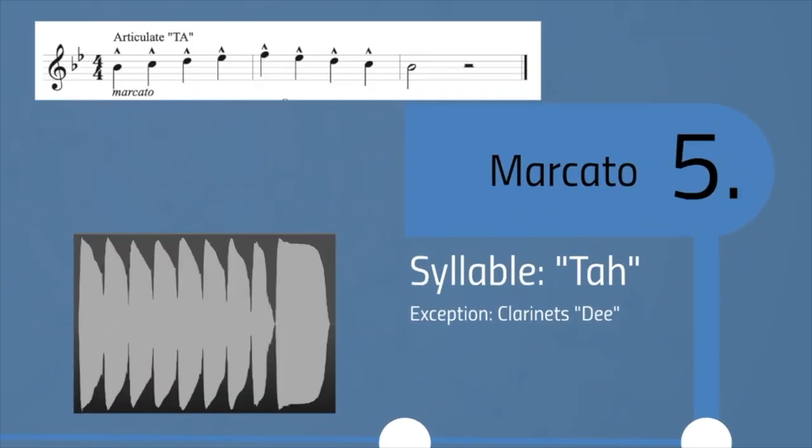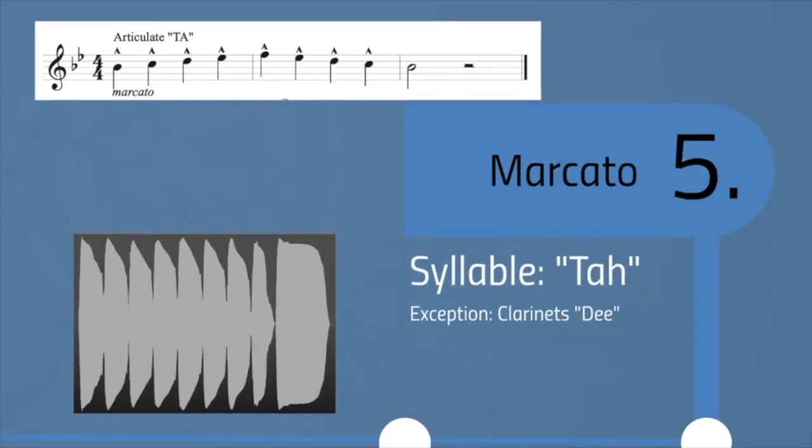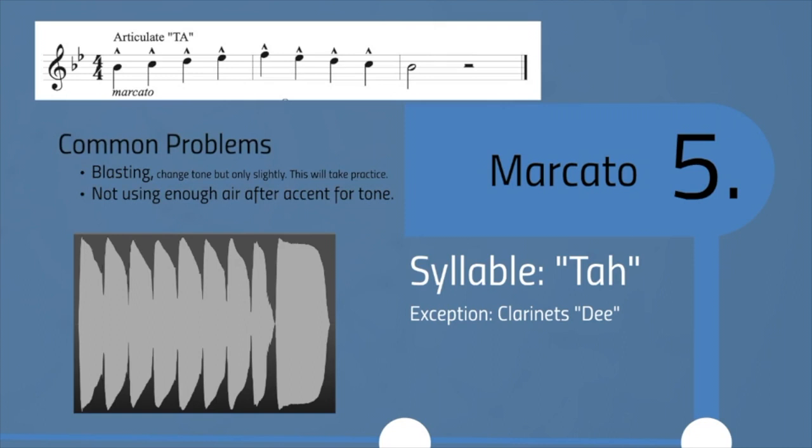For marcato accents, we're going to want the heaviest of accents, but still maintain a good sound. We'll use the syllable ta, and you can see the sound wave, but you don't want it to distort the sound. So clarinets, you definitely want to use D. Common problems: brass, especially, blasting. I've also heard it in flutes where they're tonguing way too hard and they change their tone. You might change your tone just slightly, but this takes practice to be consistent and not do too much. The other problem is not using enough air after the accent for tone. They give us the accent, but they don't give us the tone.